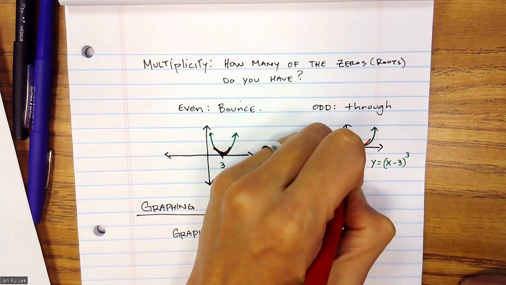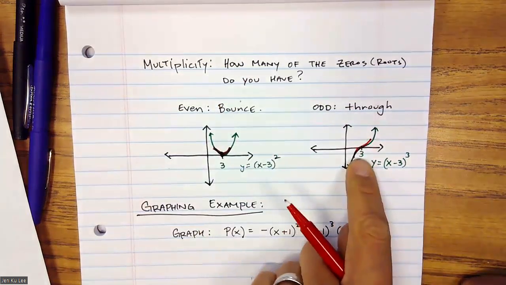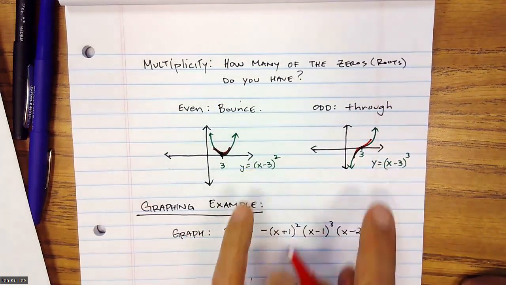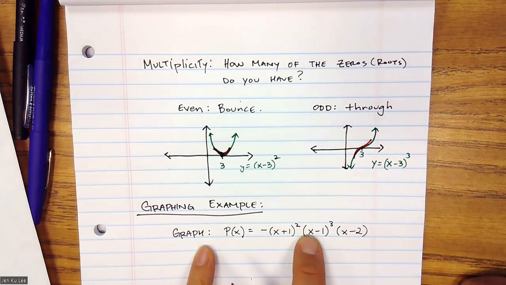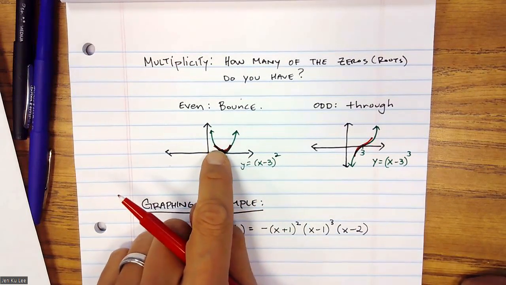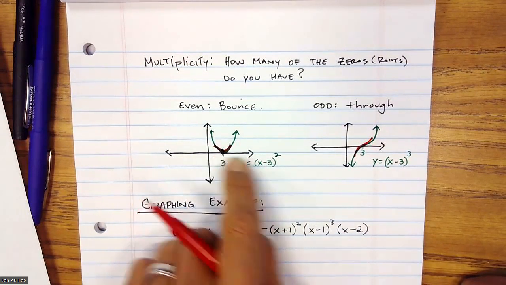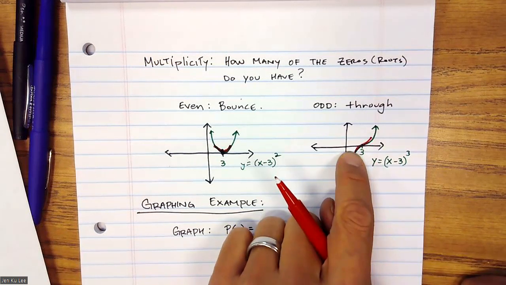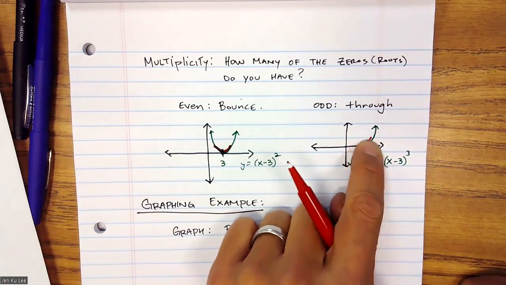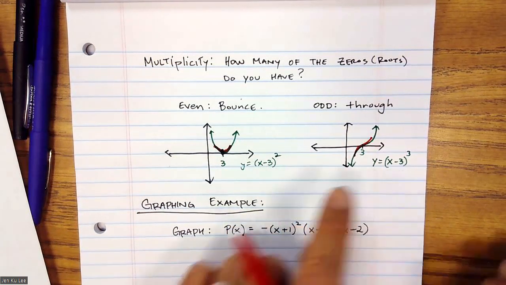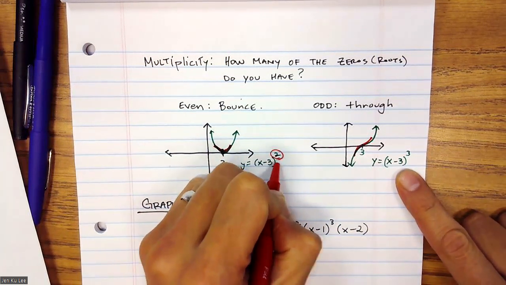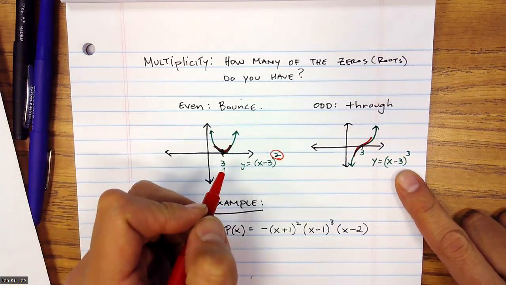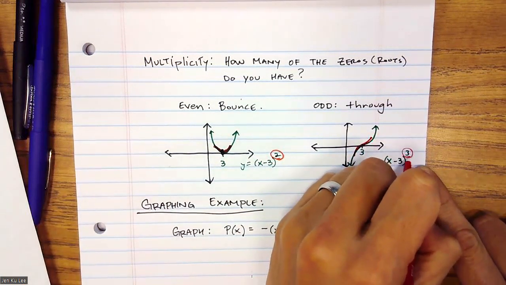I know I just introduced this. I'm going to kind of solidify this idea with my graph, when we're doing the graphing example down here. Okay, so when it's an even multiplicity, it bounces. When it's an odd multiplicity, it's going to go through it. Okay, so the multiplicity here is actually this number here. And the multiplicity here is this number here.